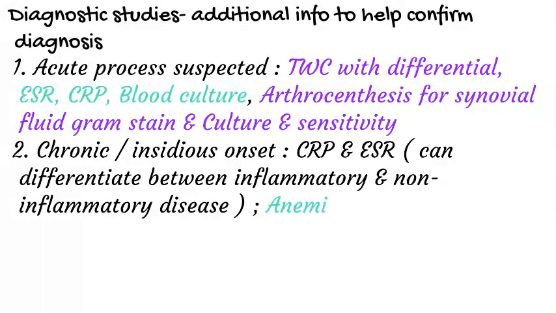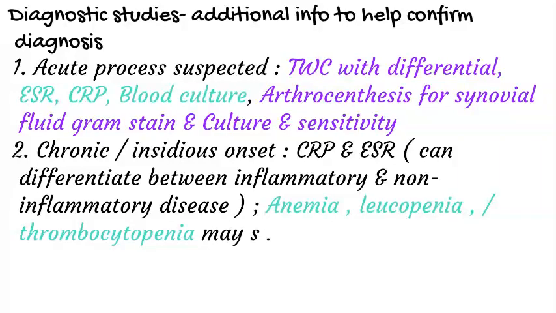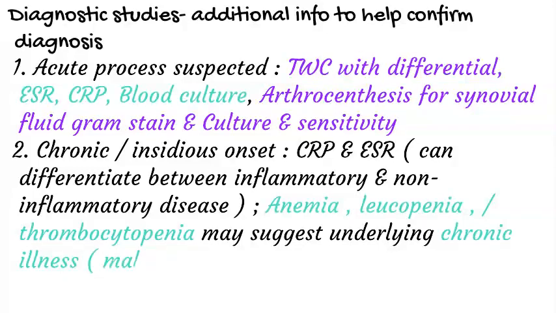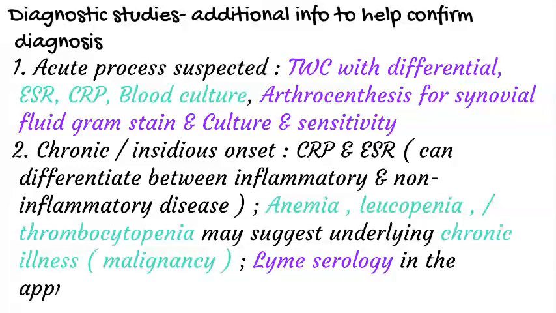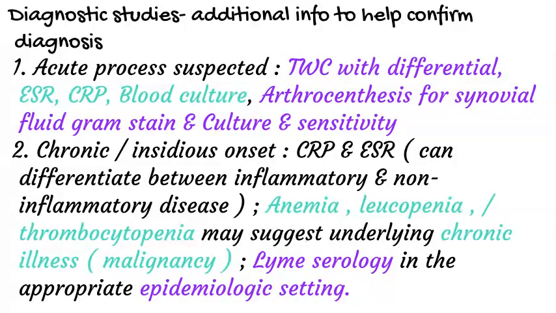Number 2. Chronic or insidious onset: CRP and ESR help to differentiate between inflammatory and non-inflammatory disease. Patient can present with anemia, leukopenia, or thrombocytopenia that may suggest underlying chronic illnesses, especially malignancy. Lyme serology in the appropriate epidemiologic setting.